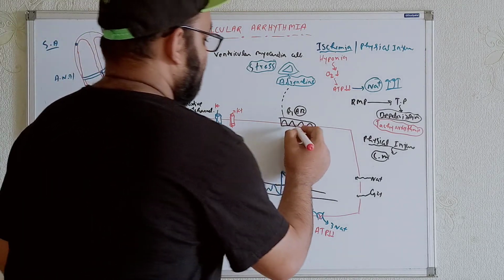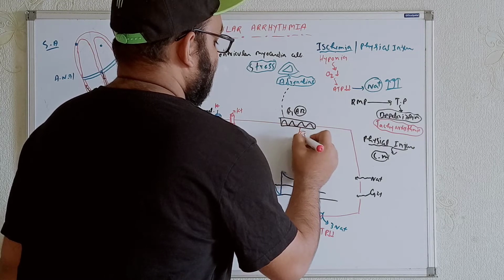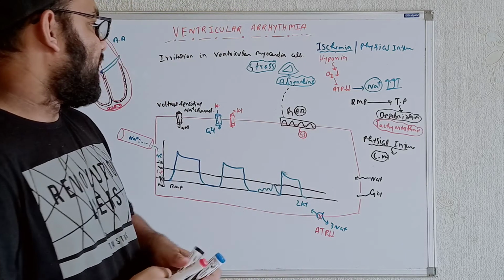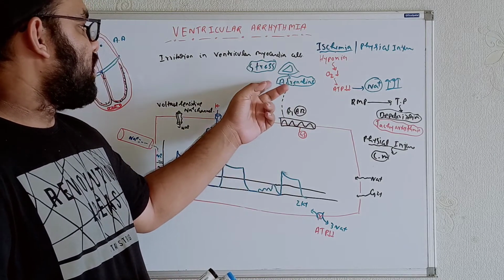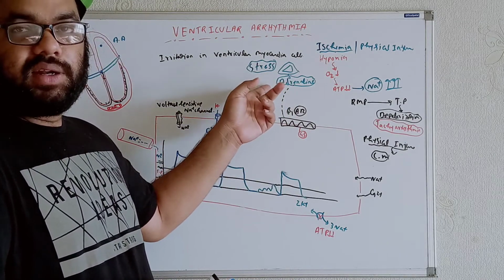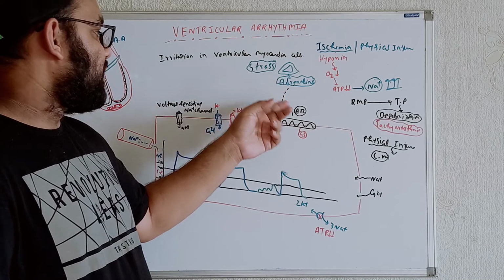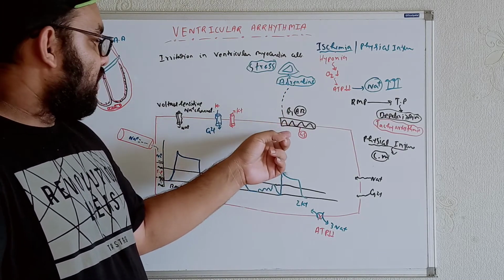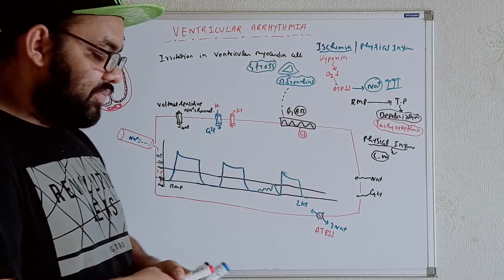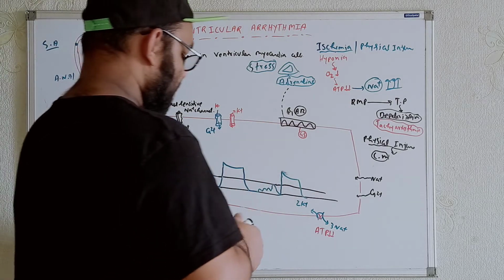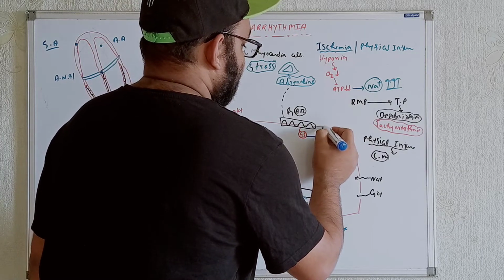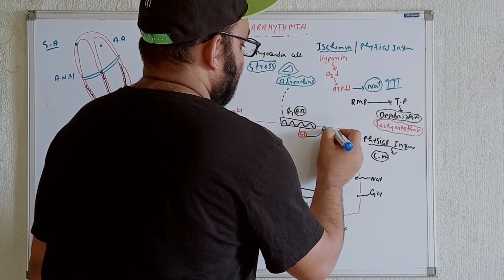Whenever it is activated, it will activate another enzyme. Let me repeat once again: under stress, the adrenaline hormone will be released, will come over here, and will activate the beta 1 adrenergic receptors. And the G stimulatory protein will then activate the adenylyl cyclase enzyme.